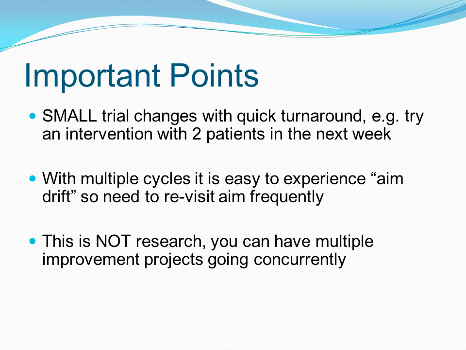So there are 3 important points here that we'll go over again and again. But one is that these are small trials with quick turnarounds. So maybe try an intervention with 2 patients in the next week. With multiple cycles, it's easy to experience aim drift. And so you need to be revisiting the aim cycle, the aim, frequently. And so don't forget that, even I, when I'm talking about it, can find myself drifting away to something else. And so remember to keep focused.